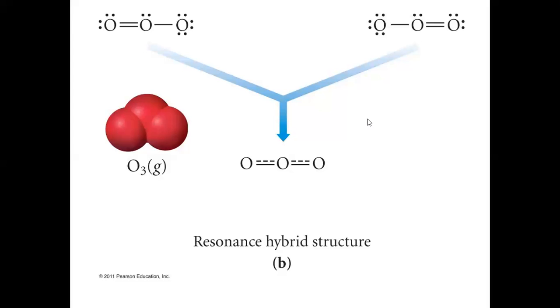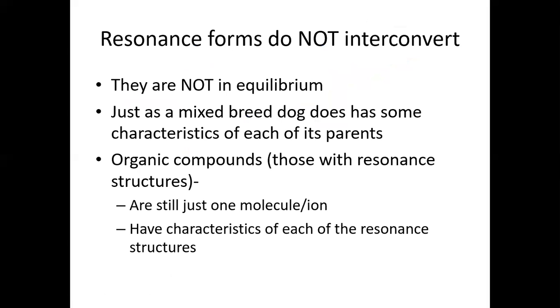Okay. Going on. So resonance forms do not interconvert. They are not in equilibrium, just as a mixed breed dog has some characteristics of each parent. It's not like you would say it has the paws of a German Shepherd or the head of another breed. It's just a mixture of them. So they're not interconnected. It's still just one molecular ion. It's just basically that your electrons are delocalized. It's not changing between the forms.